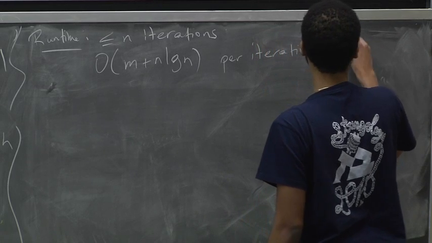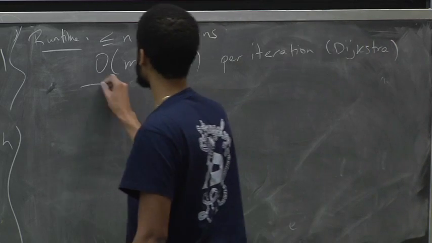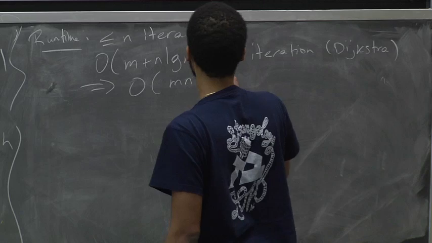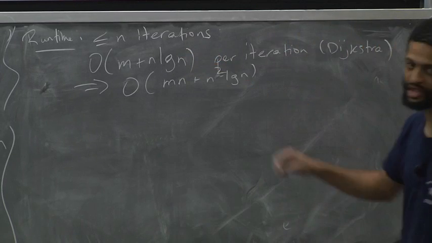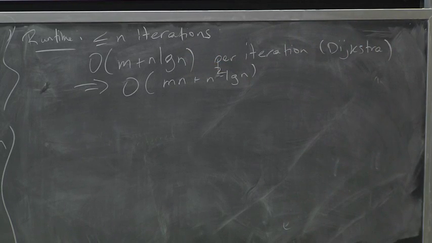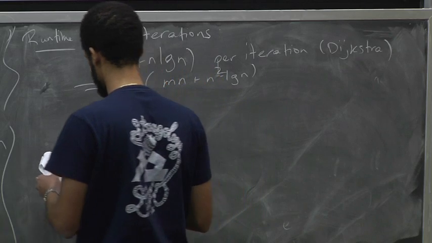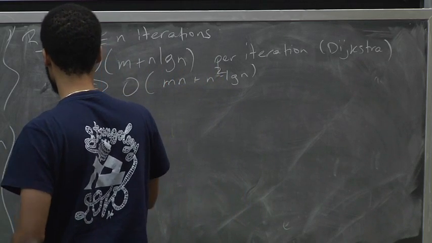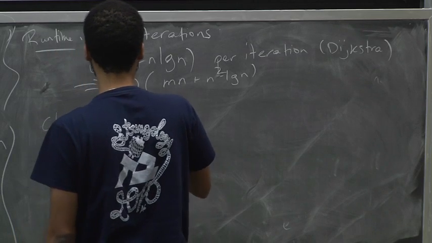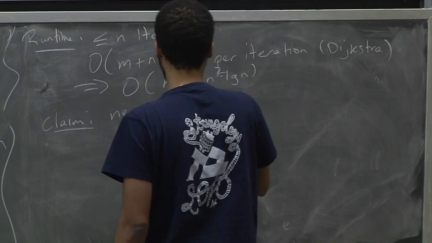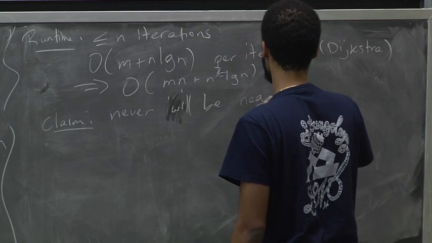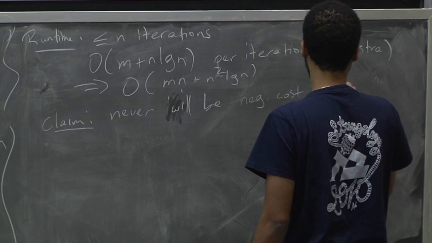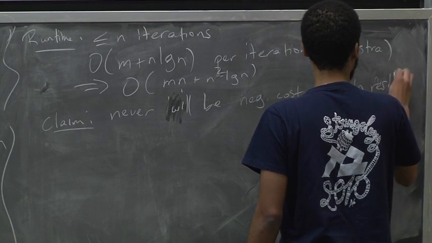This is Dijkstra. So that implies that the total time is O of mn plus n squared log n, with Dijkstra with Fibonacci heaps. So the claim is that there would never be negative cost edges in the residual graph.